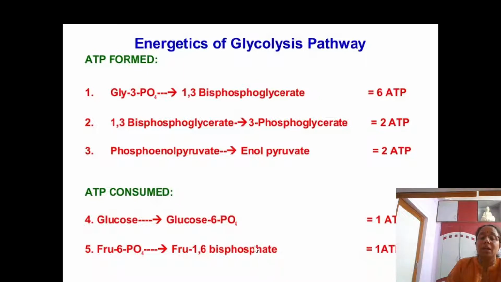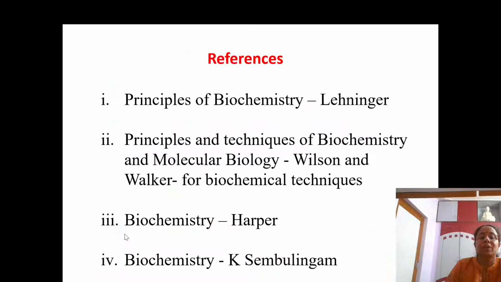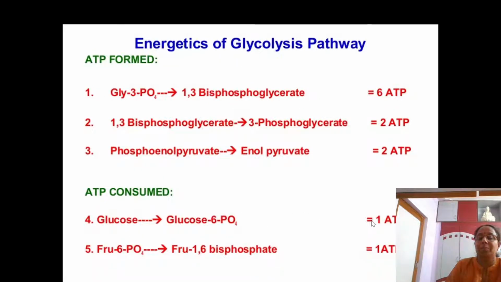But remember, in the preparatory phase, 2 ATPs are consumed, as I have already told. So, when glucose is converted into glucose 6-phosphate, 1 ATP is utilized. Fructose 6-phosphate converted into fructose 1,6-bisphosphate, 1 ATP is utilized. So, I am going to subtract these 2 ATPs from this 10. So, 10 minus 2, 8 ATPs are released.